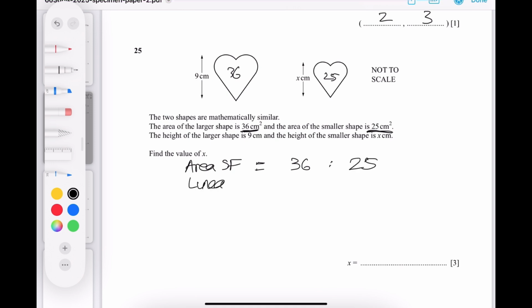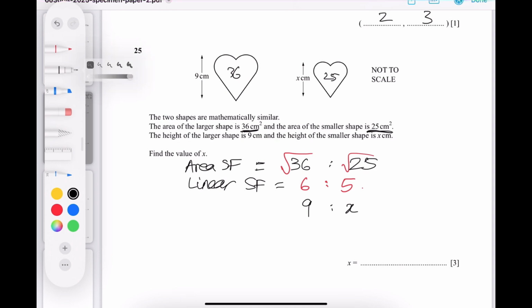And now to find the linear scale factor, which is just the scale factor between the sides, all we do is take the square root of the area scale factor. So that would be 6 to 5. Now in the shape given in the diagram, the larger one has a height of 9 centimeters, and we want to calculate what x is here.